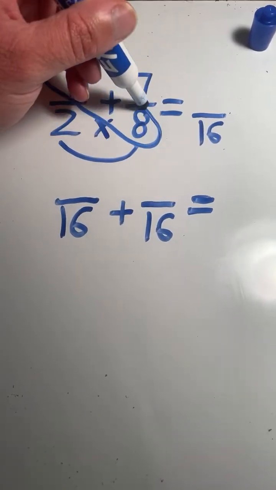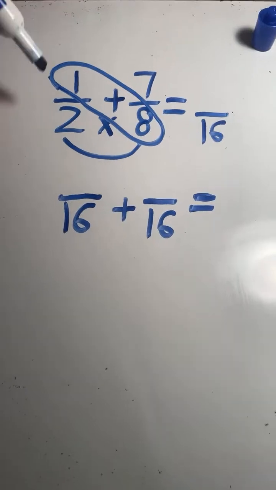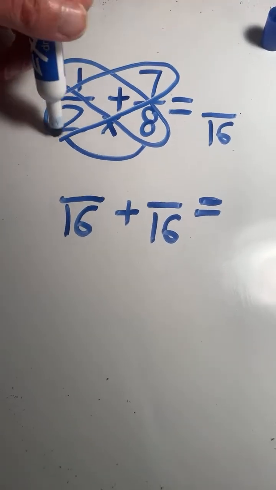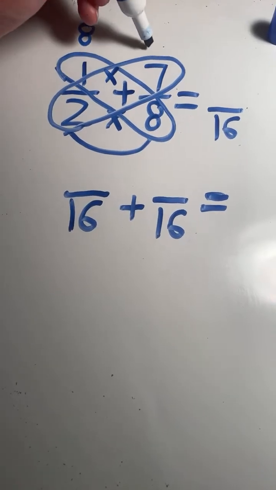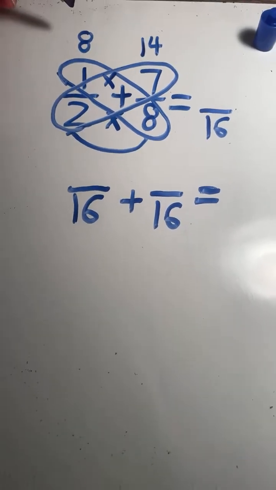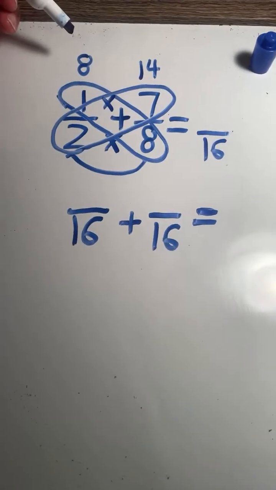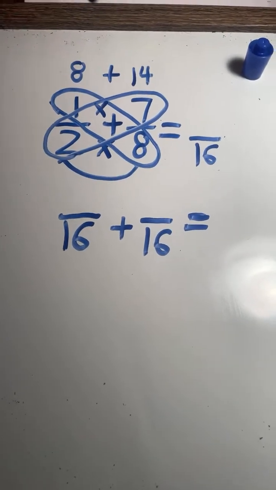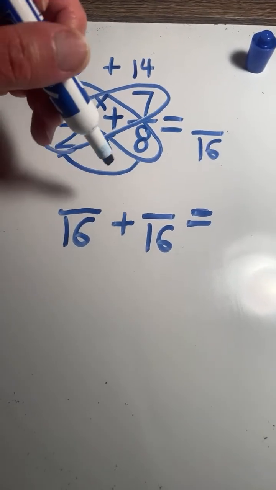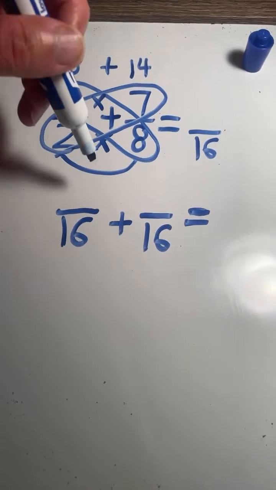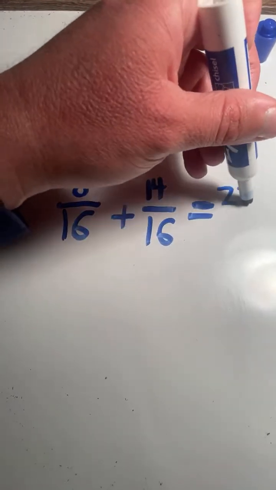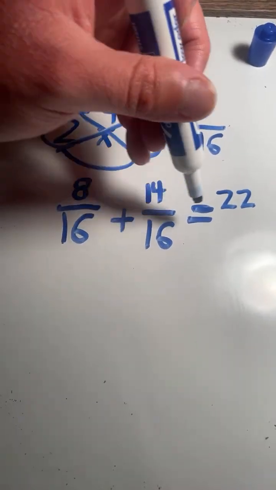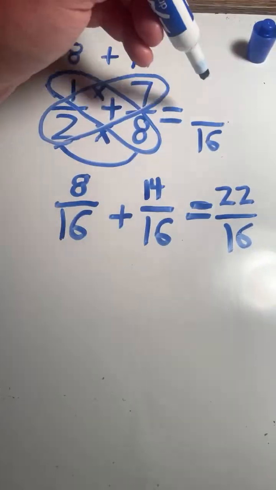So next we multiply each numerator times the opposite denominator. So 1 times 8 equals 8. 2 times 7 equals 14. Now that we have a common denominator, we simply keep the denominator the same and add the numerators. So 8 plus 14 equals 22. So we have our answer.